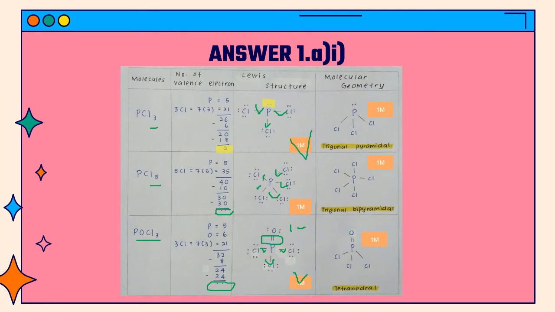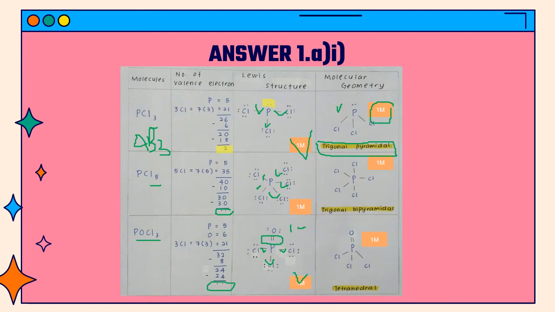Okay, for molecular geometry, the question states name the shape based on molecular geometry. So we need to draw the shape first. Okay, for PCl3, it is AB3. The molecular geometry for AB3 is trigonal pyramidal, and this is the shape, so we get 1 mark.